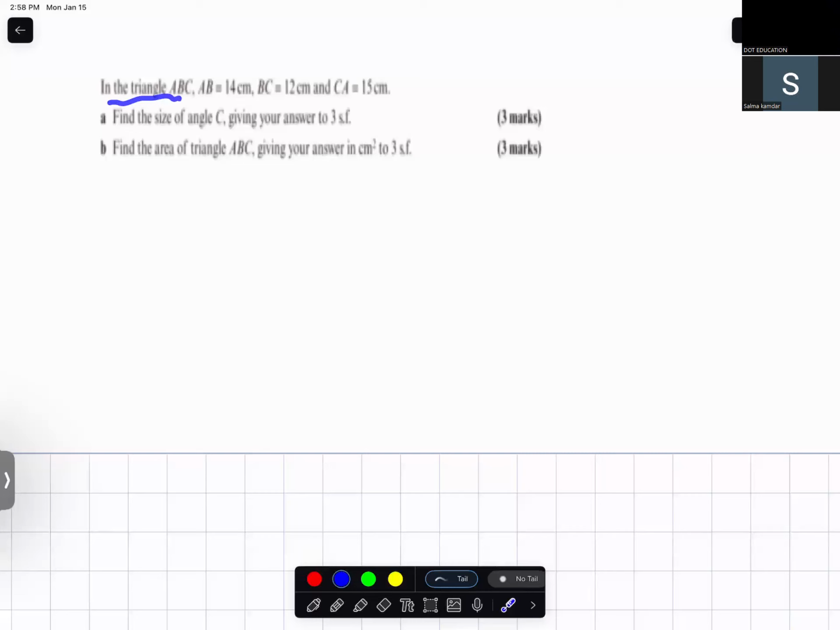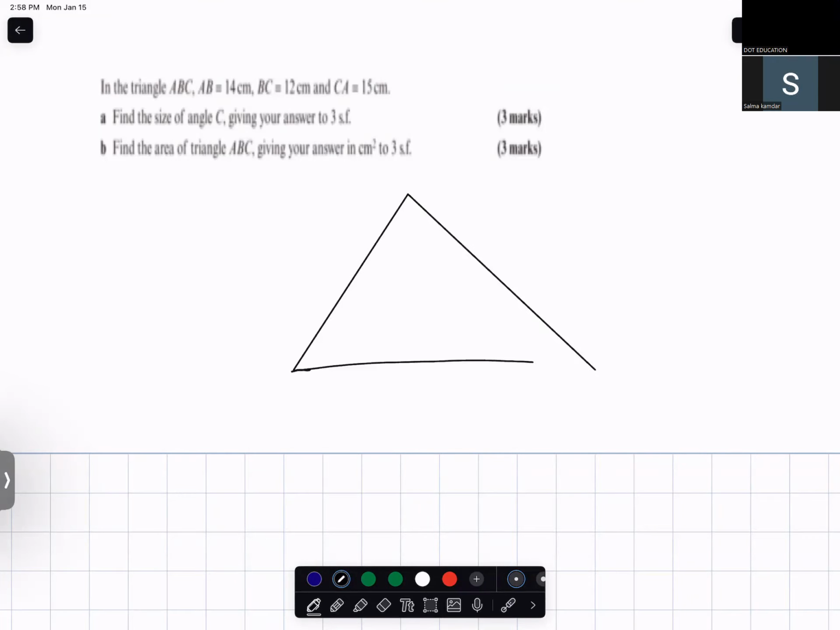In the triangle ABC, AB is 14 centimeters, BC is 12 centimeters, and CA is 15 centimeters. We are asked to find the size of angle C, giving your answer to 3 significant figures, and also find the area of triangle ABC, giving your answer in centimeters squared to 3 significant figures. So whenever you're given a question, the first approach is to sketch the given triangle. It is not drawn to scale.